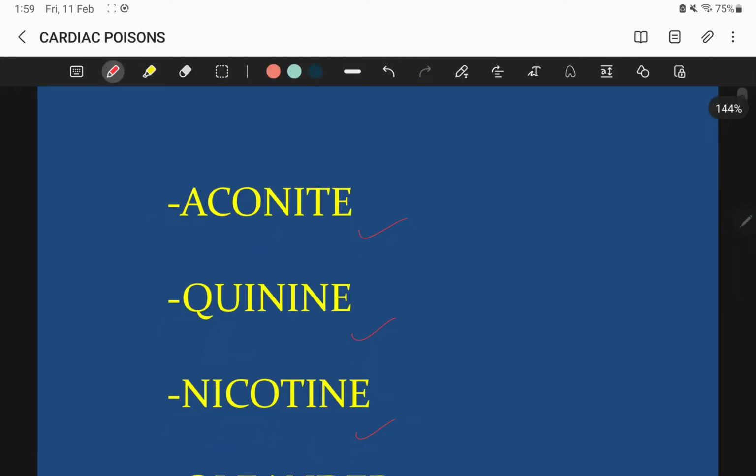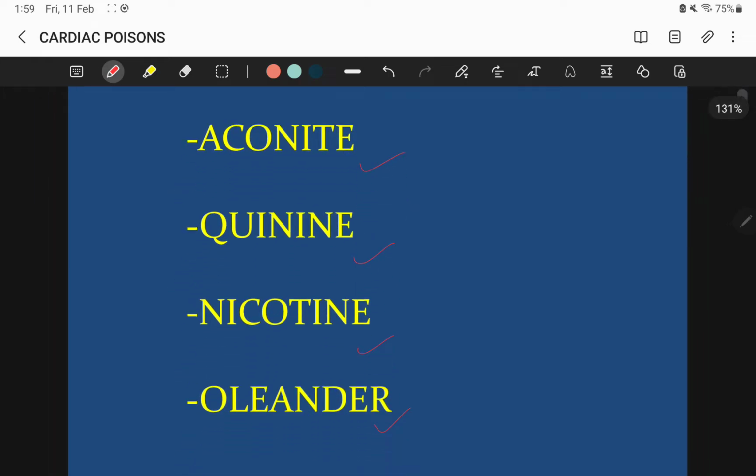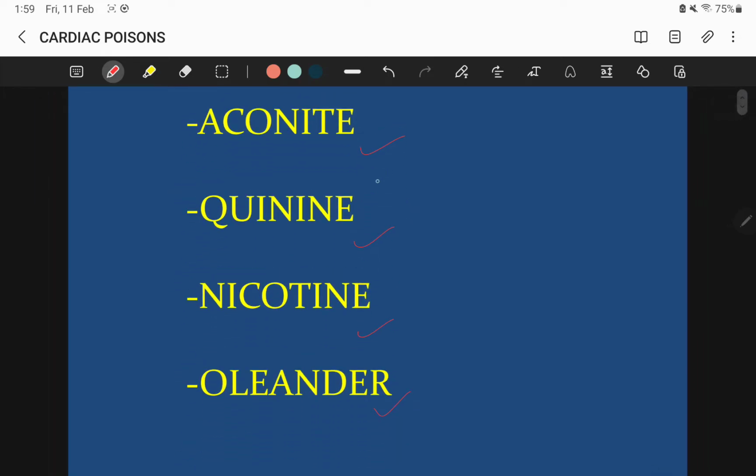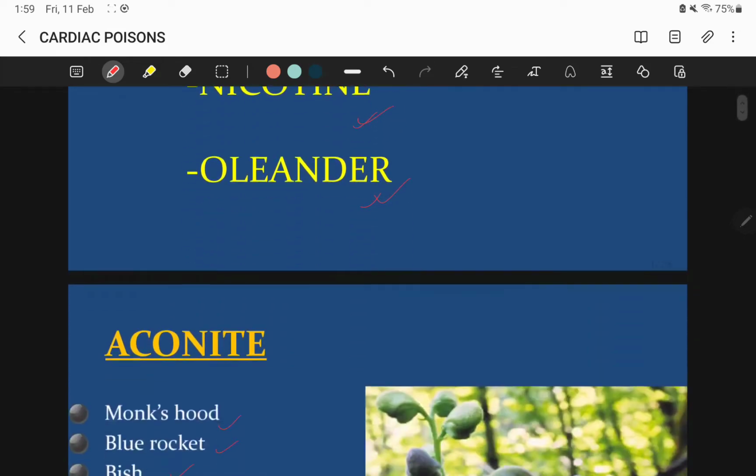Today we are learning about cardiac poisons in toxicology. So without any further ado, let's get started. Cardiac poisons include aconite, quinine, nicotine and oleander. Okay, so let's read about aconite.